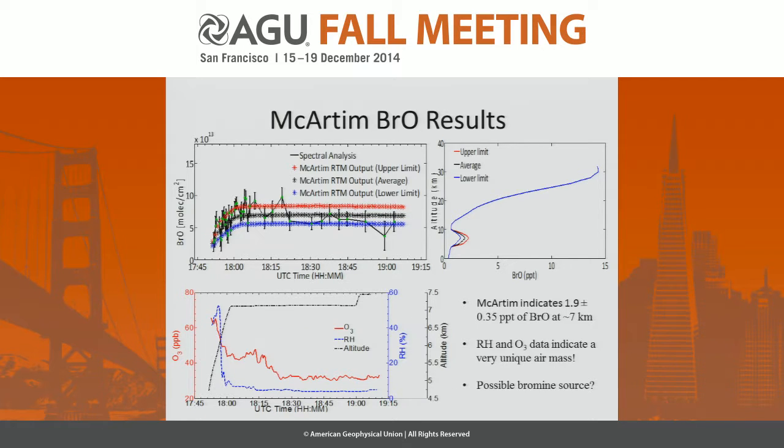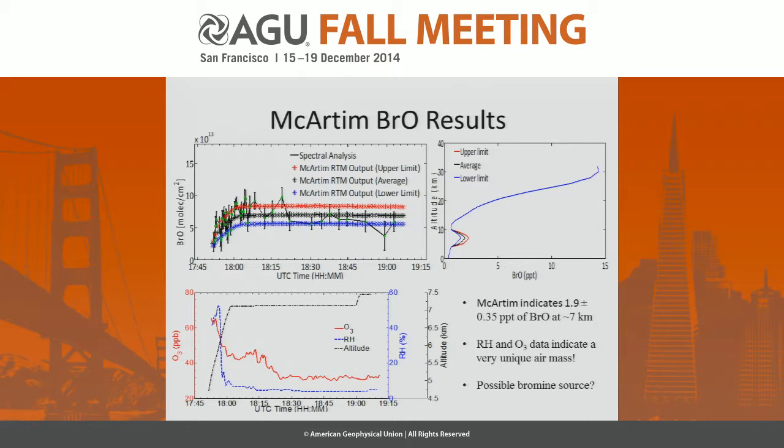Now, running the radiative transfer model, we did determine a BrO mixing ratio of 1.9 plus or minus 0.35 ppt at the 7-kilometer altitude. Now, this is a substantial amount of BrO, but the 0.35 indicates our 1 sigma uncertainty limit. And because of that, we ran the RTM with this as an upper and lower limit, as you can see in the simulations on the first figure of the slide. And all measurements taken within this air mass are well described by these simulations, as you can see.